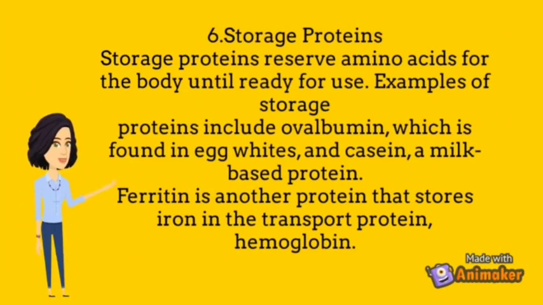6. Storage proteins. Storage proteins reserve amino acids for the body until ready for use. Examples of storage proteins include ovalbumin, which is found in egg whites, and casein, a milk-based protein. Ferritin is another protein that stores iron in the transport protein, hemoglobin.